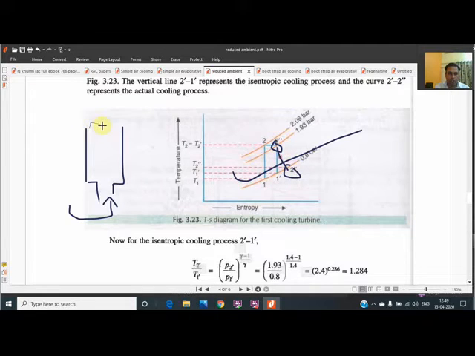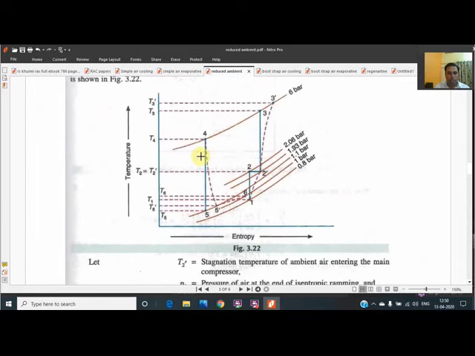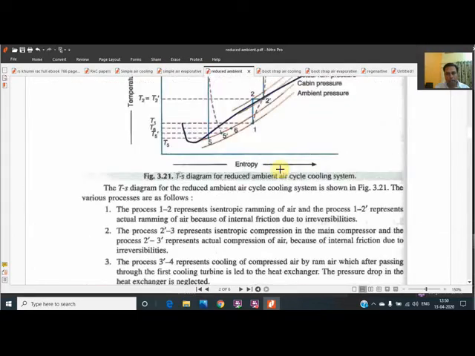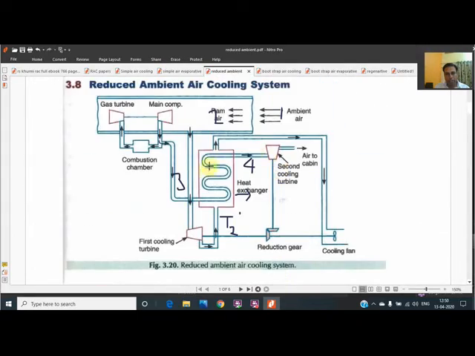When it comes out, it is at T2 double dash. That's the reason for the main system: air is going, and after compression it is cooled, and after expansion it goes to the cabin. For the main system we are using a different figure. This is being shown to you. And for the heat exchanger we draw a different figure, because in the heat exchanger the air enters at T2 dash and exits at T2 double dash. Air entering and air coming out.